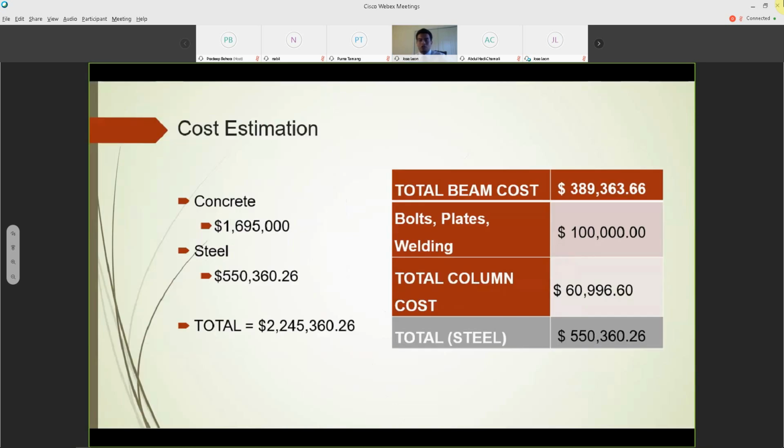The cost of this structure was mainly just material. Our concrete is as follows, our steel is as follows, and the entire cost of our structure would be $2,245,360. I would now pass this on to Khaled to present the water supply system.